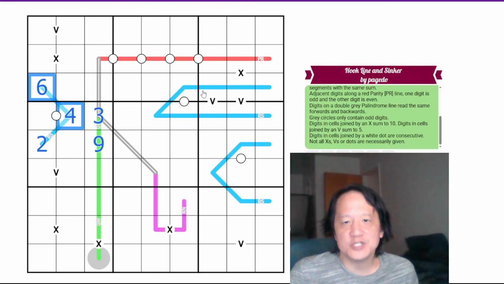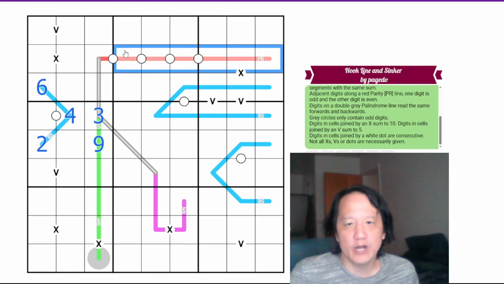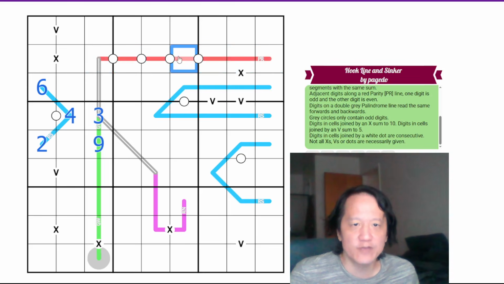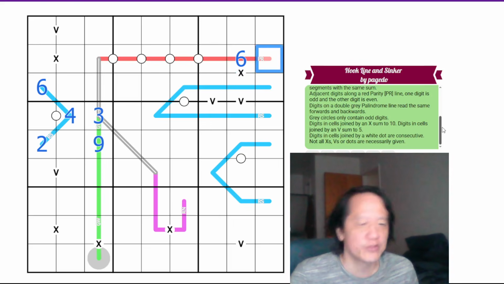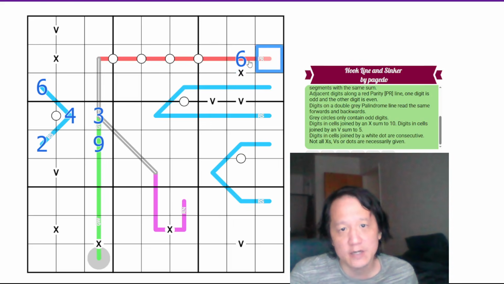Adjacent digits along a red parity line: one digit is odd, the other digit is even. So for every adjacent pair on the red parity line, one is odd and one is even. For example, if this were a 6, this would have to be a 1, 3, 5, 7, or 9 to be odd to be next to it. And that's an example of how parity lines work.